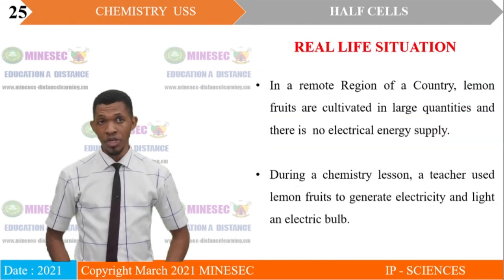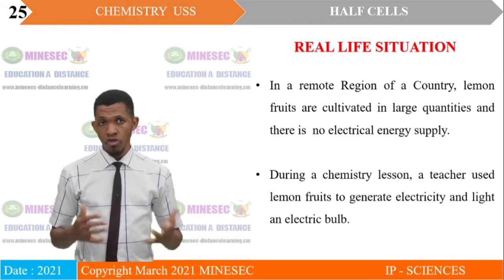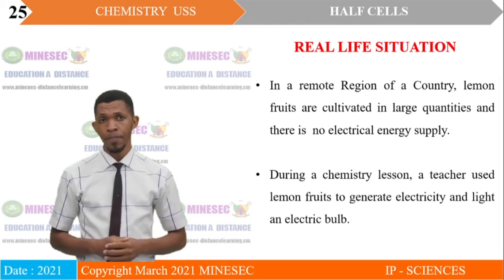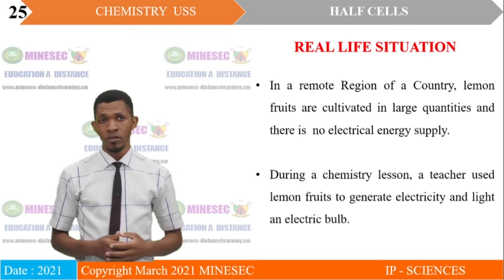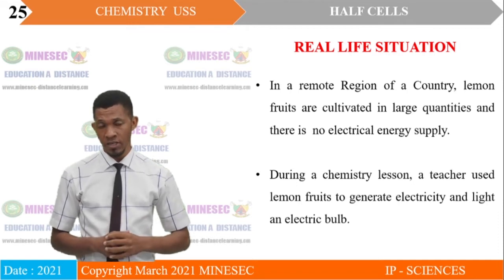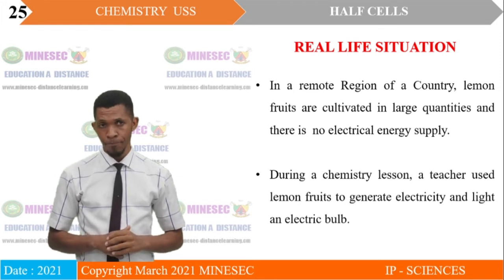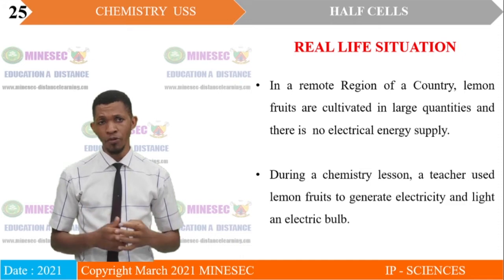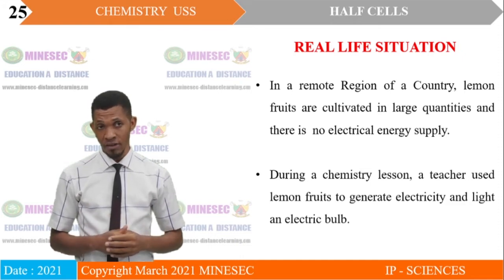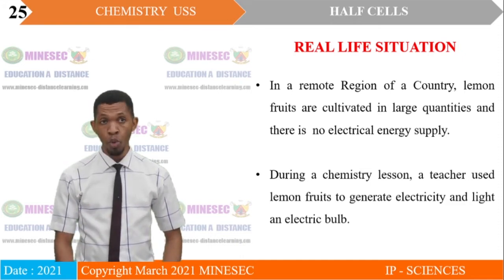Real life situation. In a remote region of a country, lemon fruits are cultivated in large quantities and there is no electrical energy supply. During a chemistry lesson, a teacher used lemon fruit to generate electricity and light an electric bulb.